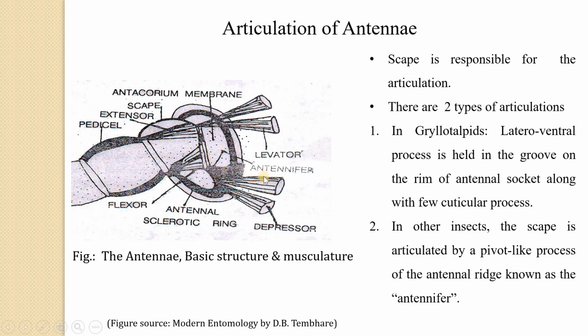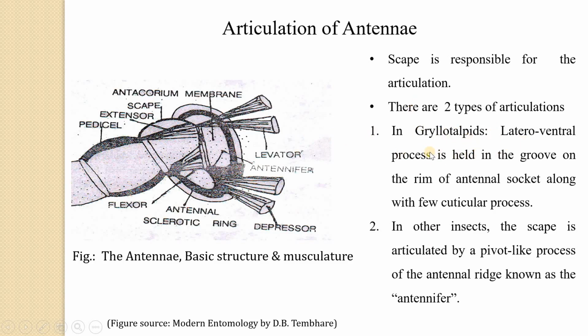Now this antennifer fits into the basal groove of the scape. So this is the scape, and at the basal region there is a groove, and this antennifer, which is a pivot-like structure, gets lodged or fits into the basal groove of the scape, and the scape is inserted freely into the membrane known as the antacoreum, so that the antenna articulates in all directions. This kind of articulation is very generalized and is found in all insects except the Grylotalpidae.